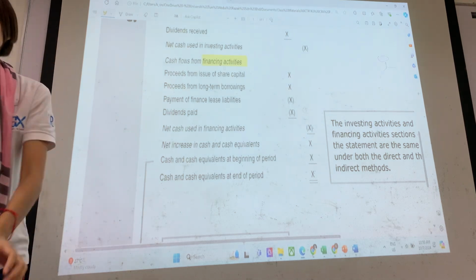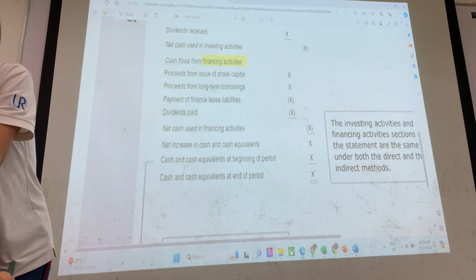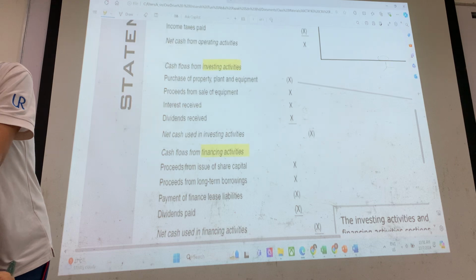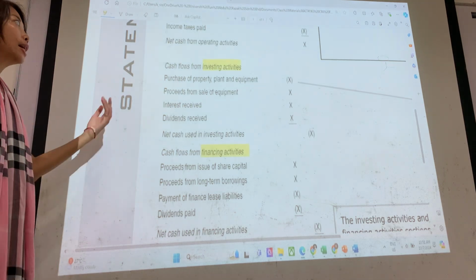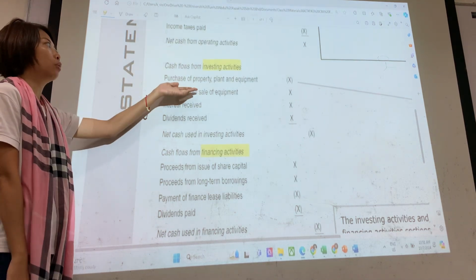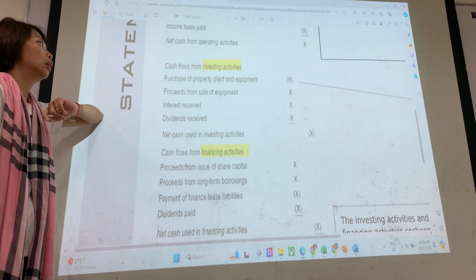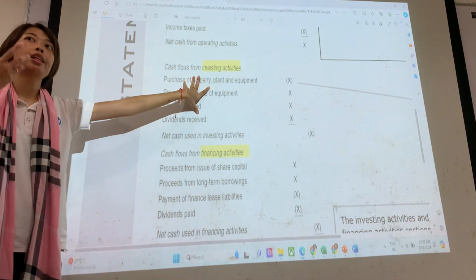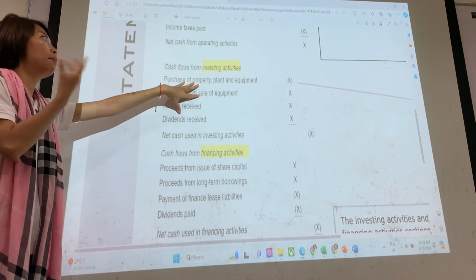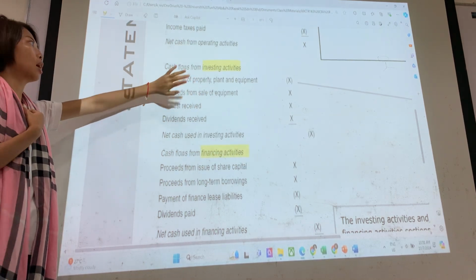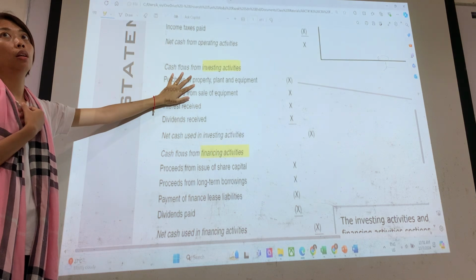Okay. Now investing activities. Normally investing activity also quite simple. If you invest in buying fixed asset, you think that the table will help you to earn money. You think that the land will help you to earn money. Okay, or you go and buy shares in Maybank, you think that Maybank shares will help you to earn dividend. These are all investing activities.